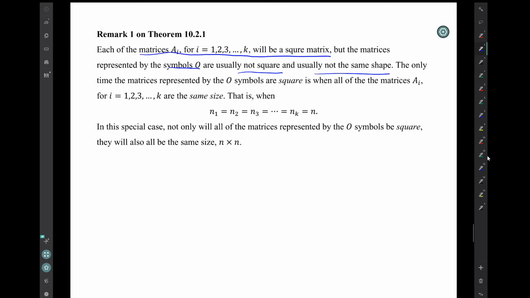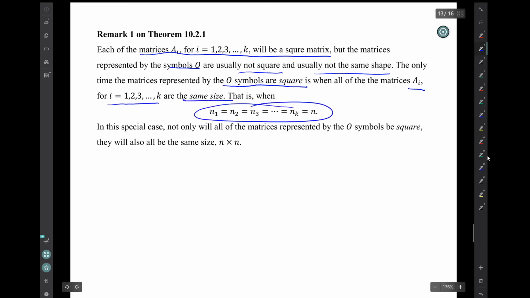The only time that the matrices represented by the 0 symbols are square is when all of the diagonal matrices A subscript i are the same size. That is, when they all have shape n by n for the same n. So in that case, not only will all the matrices represented by the 0 symbols be square, they'll also be the same size, n by n.